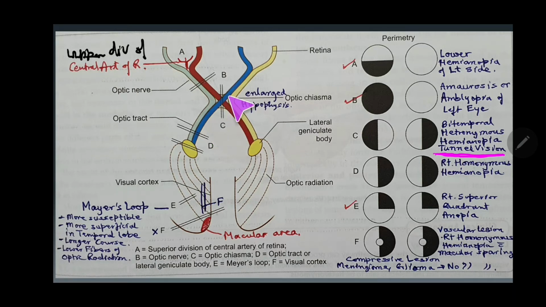So remember, the vertical lesion of the optic chiasma will lead to tunnel vision. Then optic tract, LGB, optic radiation.